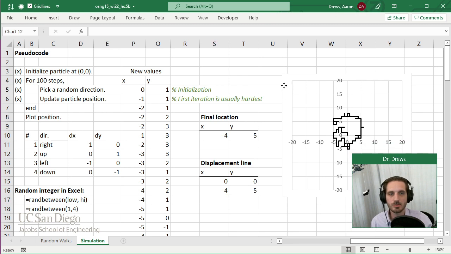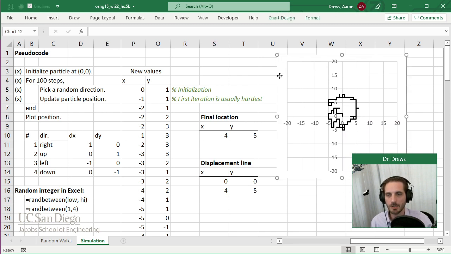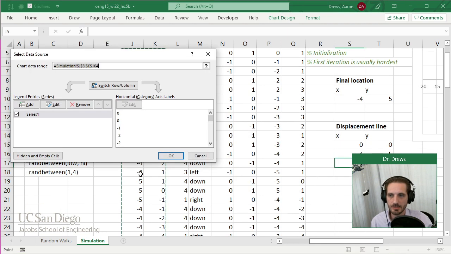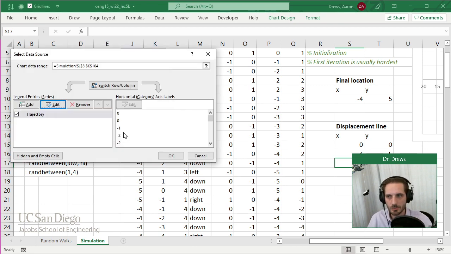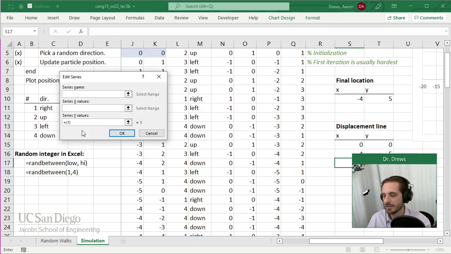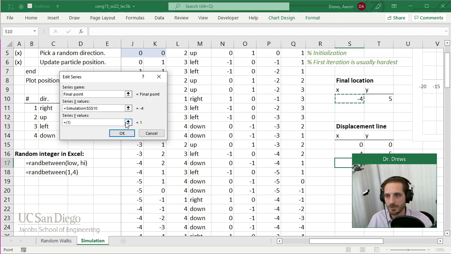So to add these to my plot, let's move it up here so you can see it. I'm going to right-click on the plot and say Select Data. I'll just rename the trajectory as trajectory, just so that I know what it is when I'm looking at that list that's on there. And then I'll add a data series called Final Point and just select the final x and the final y that I summarized over here.